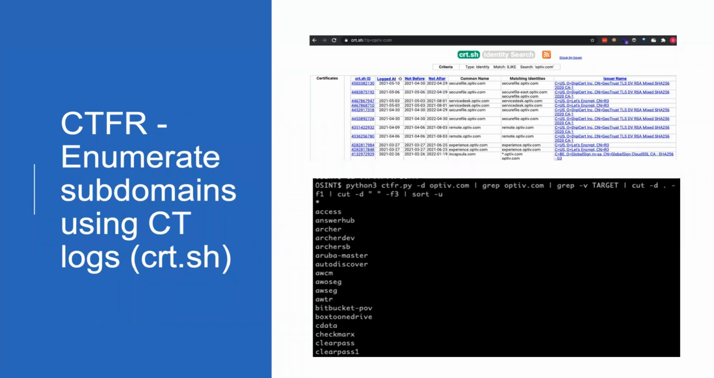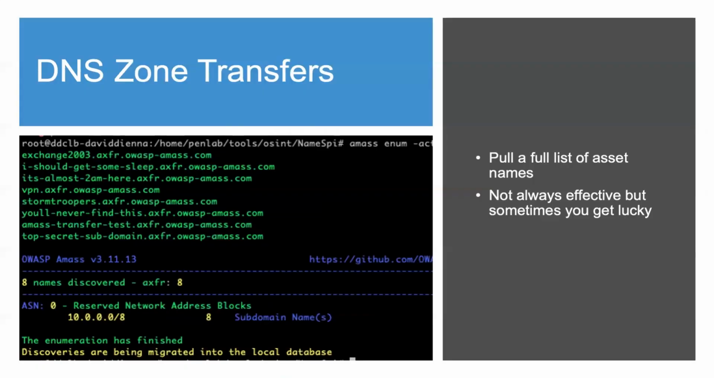Now, ctfr.py is basically a Python script that uses the crt.sh site, and it parses the information to pull out the subdomains from that source. So this is a really good command line tool for pulling information from that one specific source.